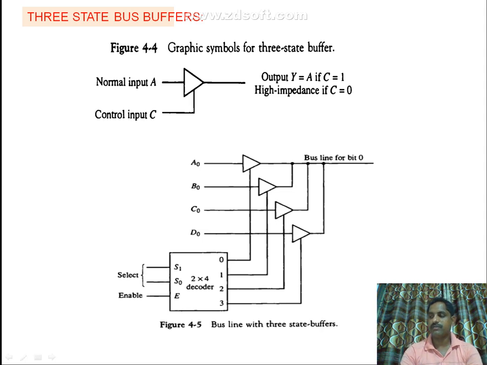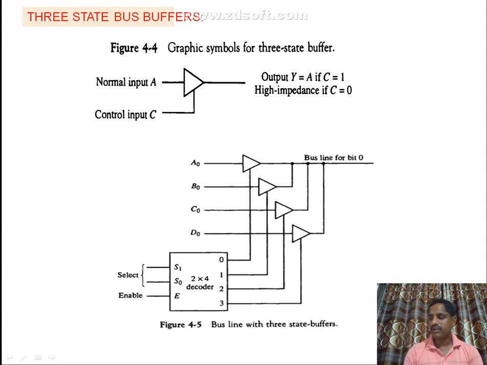The 3-state gate differs from conventional logic such as AND and NAND gates. Okay, this is the gate. You can use input A, control input C, and output Y equal to A if C equal to 1, and high impedance state if C equal to 0. That is, the output is disconnected and does not have any logical significance, it goes to the high impedance state. This is the graphical symbol for the 3-state buffer. When the control input is equal to 1, the output is enabled and the gate behaves like any conventional buffer.